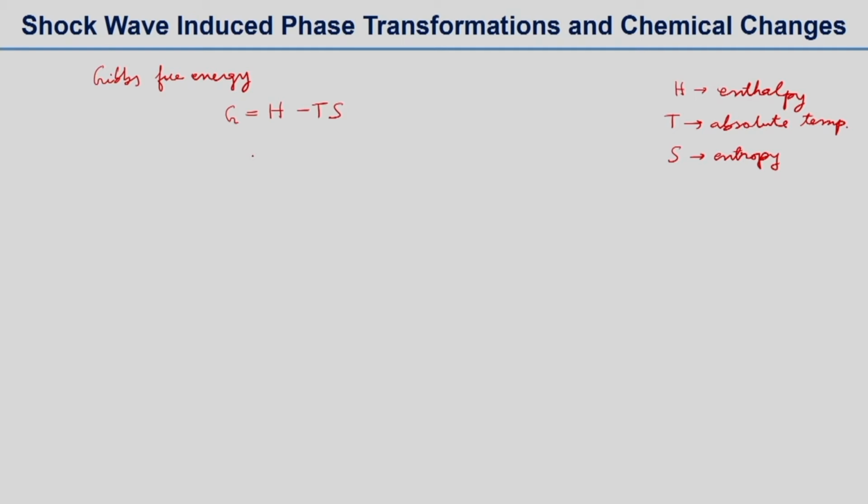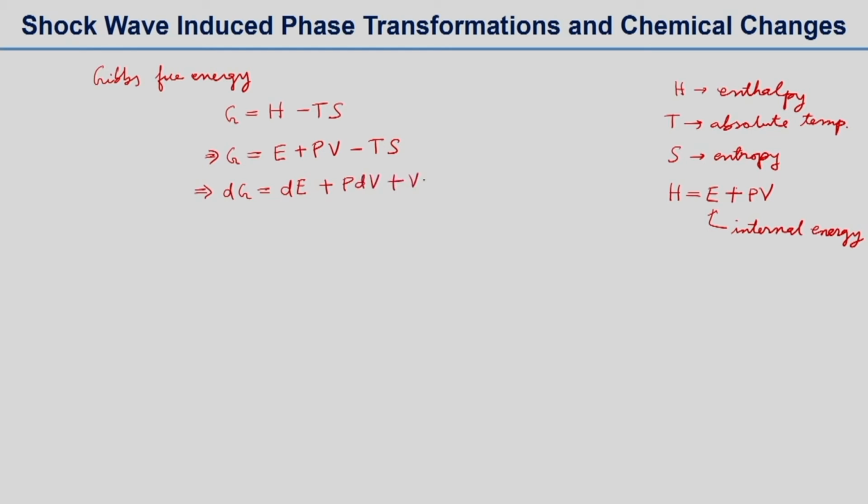And as we know, H can be expressed in terms of internal energy plus pressure times volume. E is the internal energy of the system. So we can write G equal to E plus PV minus TS, the Gibbs energy. Now we take the differential of G, and that will give the differential of internal energy, P dV, then V dP, then T dS minus S dT.